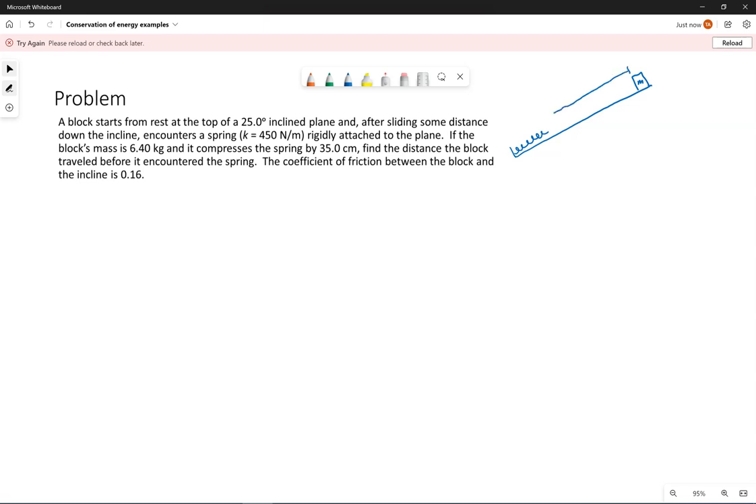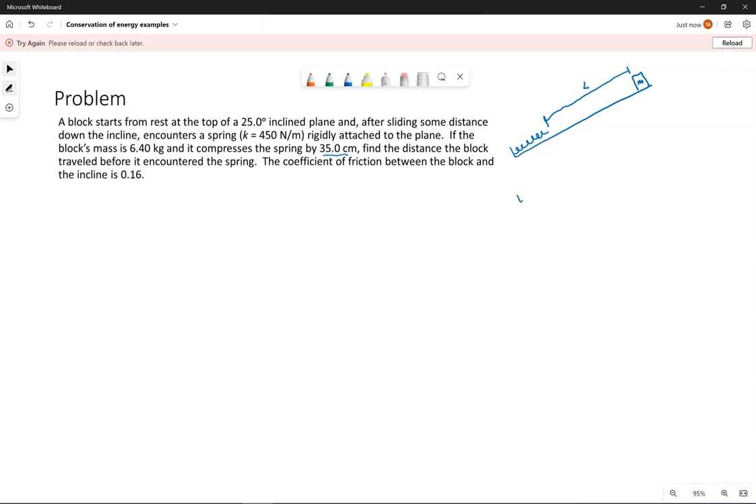So there's some distance here that it slides. I'm going to call this L. It hits the spring. But then, of course, because the mass has energy still, it compresses the spring, and it tells us the spring is compressed by 35 centimeters.